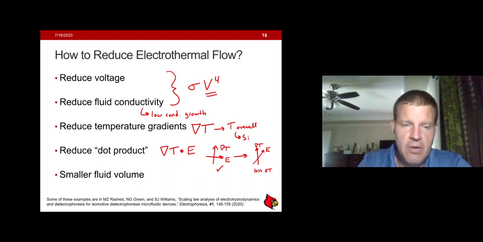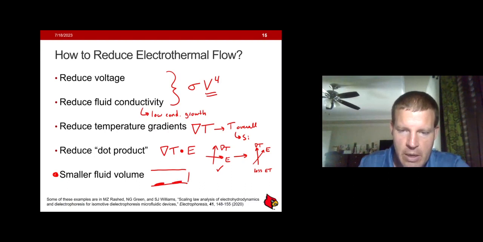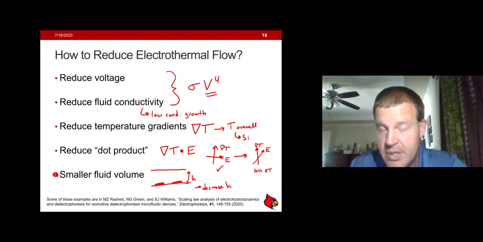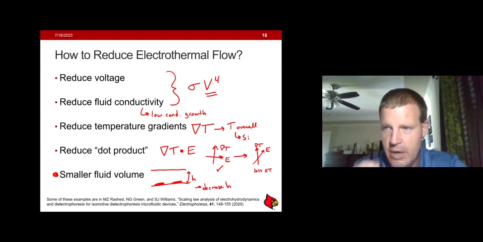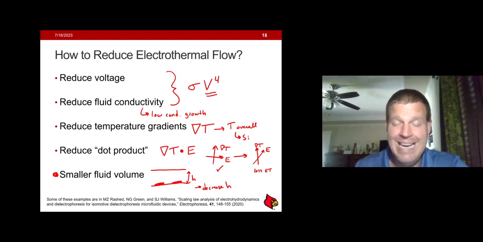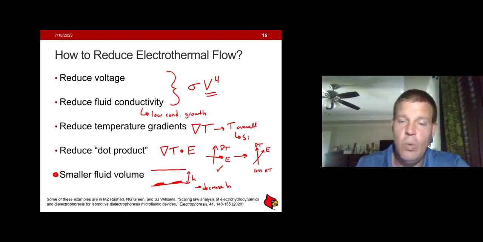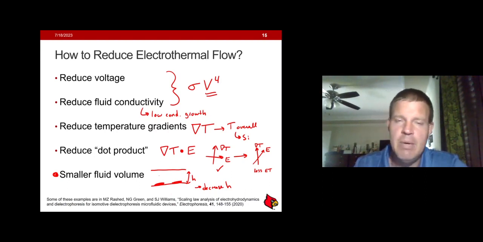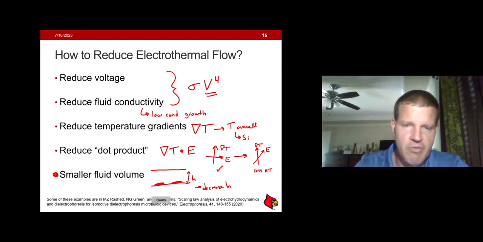So this is something that you should consider if you can design this or get this out of your system. And then the other aspect is you can just have a smaller fluid volume. You're heating less. So let's say you have an electrode system. I have an electrode here, and I have a certain channel height associated with this. Well, just decrease, if you're able to, your channel height. And if you do that, you're heating less. You can think of it as that not as much volume is being heated by your electric field. Now, when you do that, you might decrease your throughput of your system, and you may not want that. But either way, this is a potential way of reducing electrothermal fluid flow.